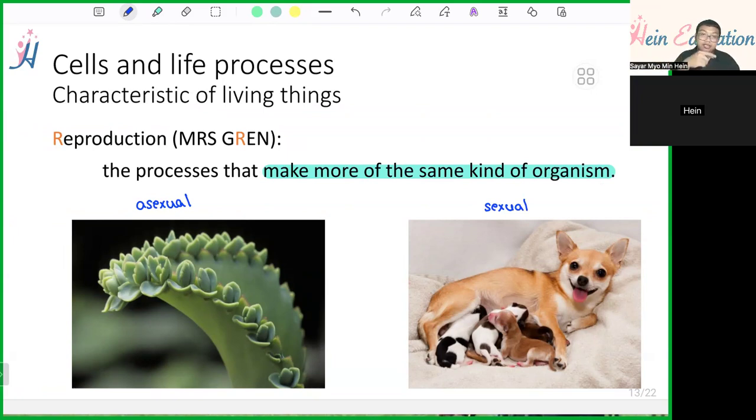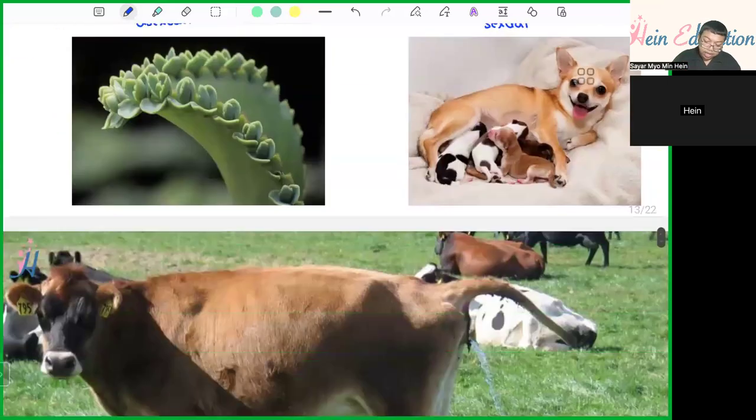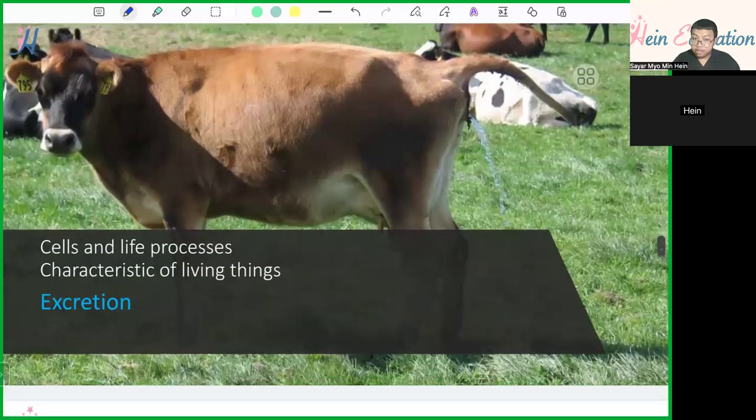So now let's get back to the reproduction characteristics. For reproduction, it's making more of the same kind of organism. The main reason for reproduction is to prevent extinction. So we reproduce in order to prevent ourselves from becoming extinct, right? This is one of the characteristics that sets living things apart from non-living things. And then the next one is excretion.